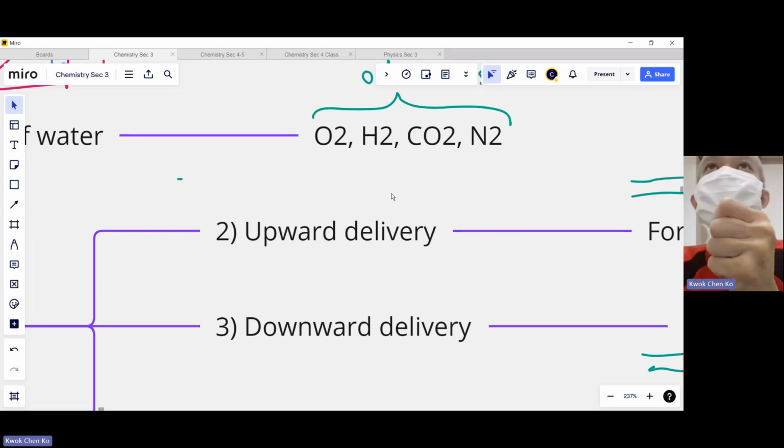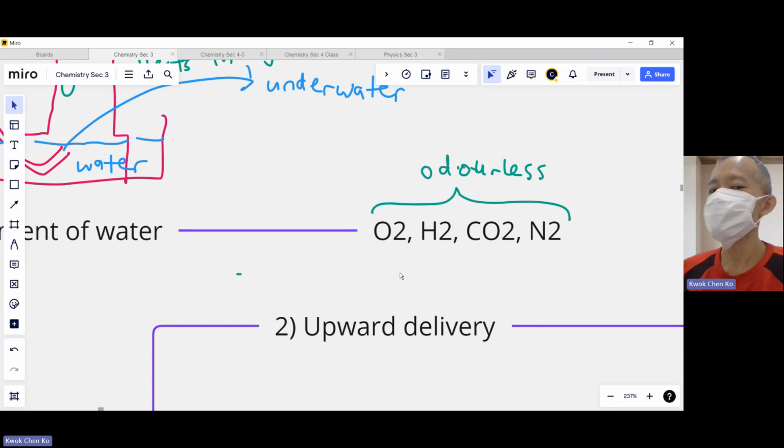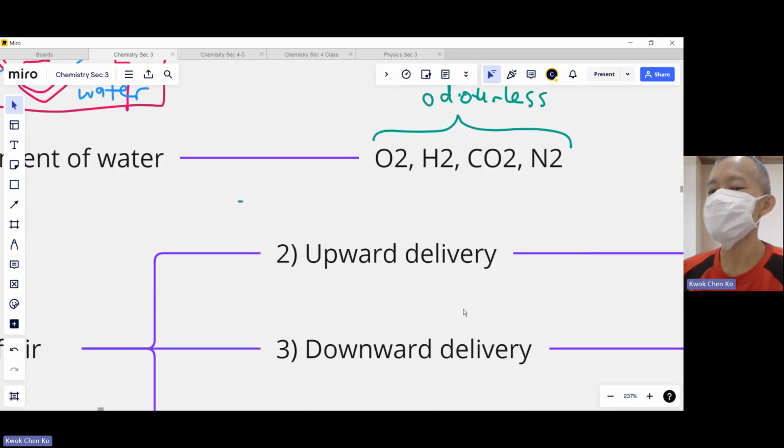But my question, I want you to work out which is using upward and which using downward, for the four of them. If let's say I decide to use displacement of air, which ones are supposed to be using upward delivery and which ones are using downward delivery? Hydrogen will start moving upward. Good. Nitrogen is also upward, while oxygen and carbon dioxide is downward.